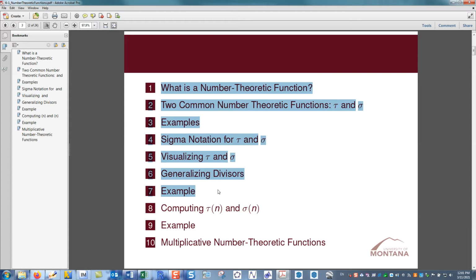And then I will talk a little bit about generalizing divisors, which is an important result that we have to first prove before we can actually compute tau and sigma as a function of n. And then I'll actually go through a quick example.